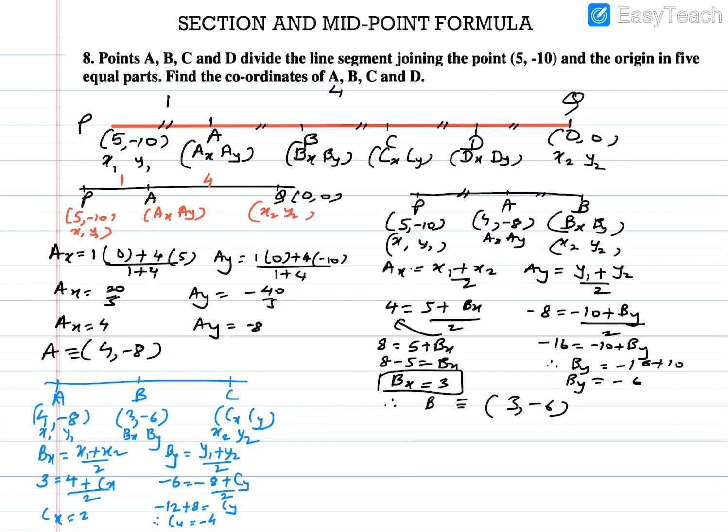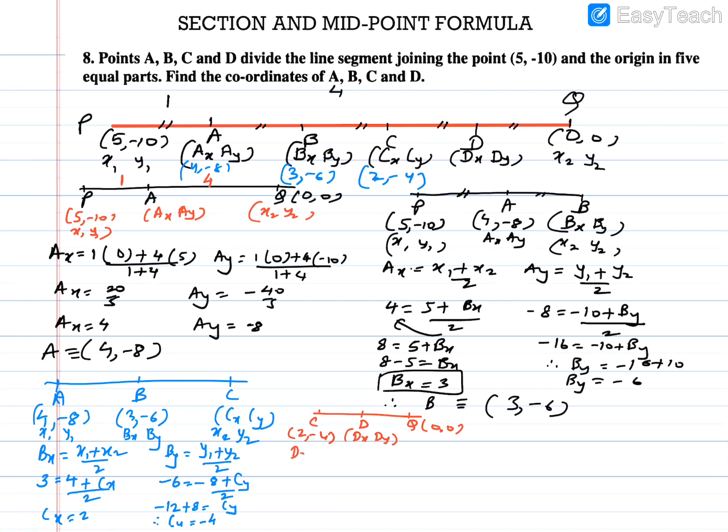So you got cx as 2 and minus 4. 2 and minus 4. bx you got 3 and minus 6, a you got 4 and minus 8. Now to find d, use midpoint formula in this. So I will use another color to solve midpoint formula. I will consider this line as C, D and Q. Q is 0, 0. C you got 2, minus 4, and we want to calculate dx, dy.